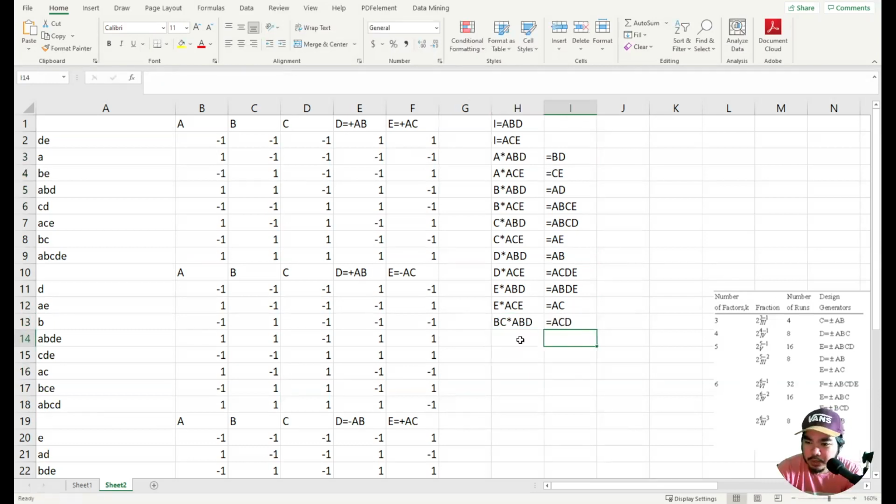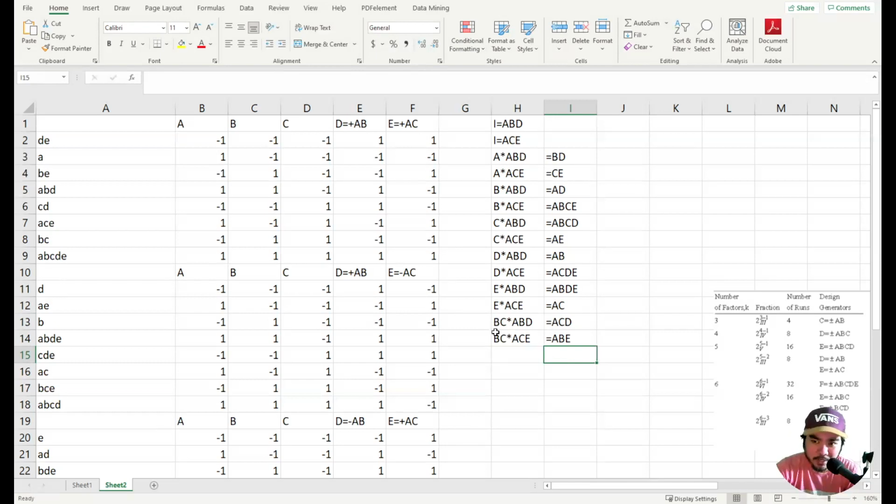Tapos, ito, BC. So, nasa, ano tayo, no? BC, BD, nandito, BE. Walang BE. So, we can do BE. No, sorry. BC multiplied by AC muna. And this gives me ACE. Magiging ABE siya, no? Tama?